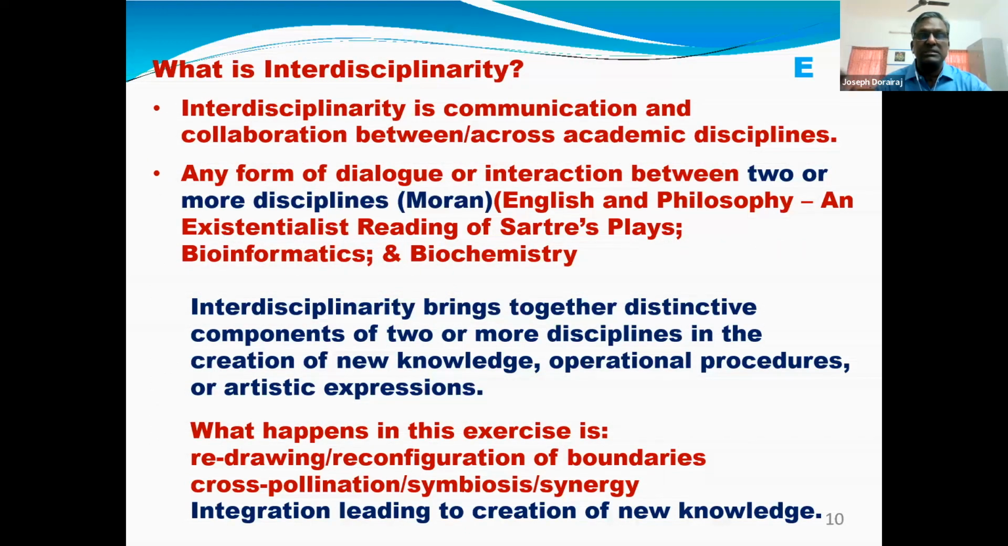So the first idea is interdisciplinarity involves communication or collaboration between or across academic disciplines. At this point, I would like to clarify, interdisciplinarity brings in two disciplines together, but it is not restricted to just two disciplines or two subjects. It could be two, it could be three, it could be four as well. So the point is, interdisciplinarity involves collaboration. It involves a conversation between two disciplines or across academic disciplines. Okay. Please go to the third paragraph.